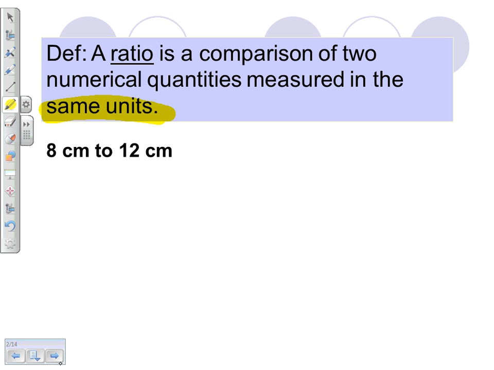Examples of how these can be written. You can actually just use the word "to," and that's usually how we'll read this: 8 centimeters to 12 centimeters. Two numerical quantities in the same unit. I'll just put the word "to" between. We could also just use a colon. So we could say 8 centimeters, and we can still read it as "to" 12 centimeters. That's a really common way to write it. I won't very often actually write the word "to." I'll usually use the colon.